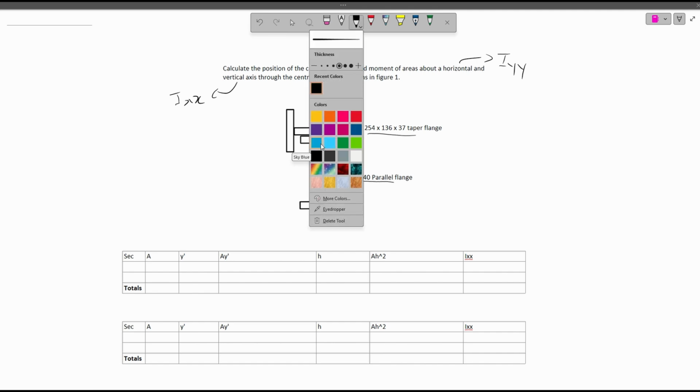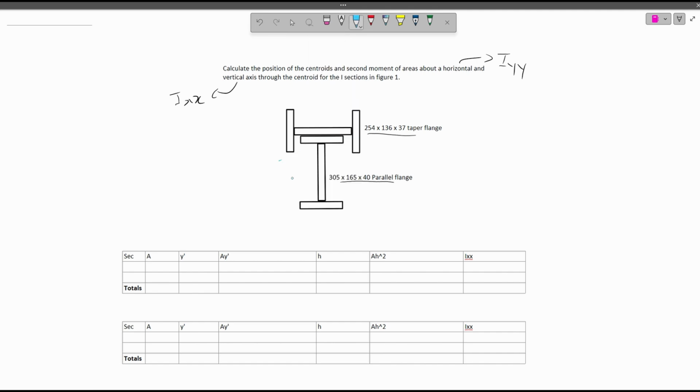Before you start your question, you firstly need to pinpoint your point of reference. You can start from the bottom or the top, but I like to start on the outside of the whole shape. Like here, this can be our reference, or this one. Let's pick this one. That's our reference, which is going to be here and here.